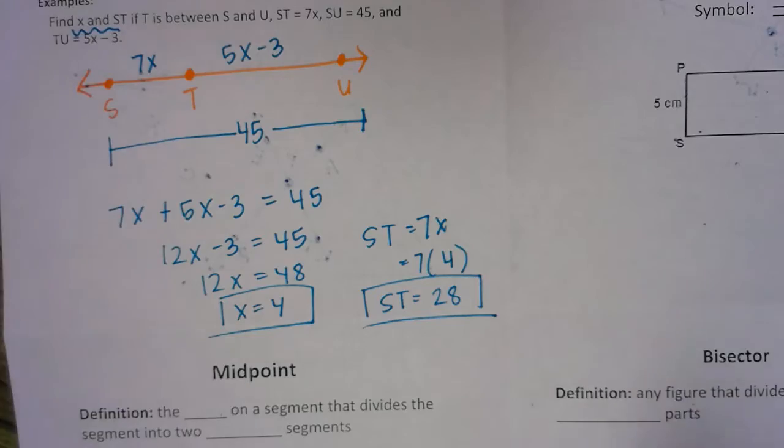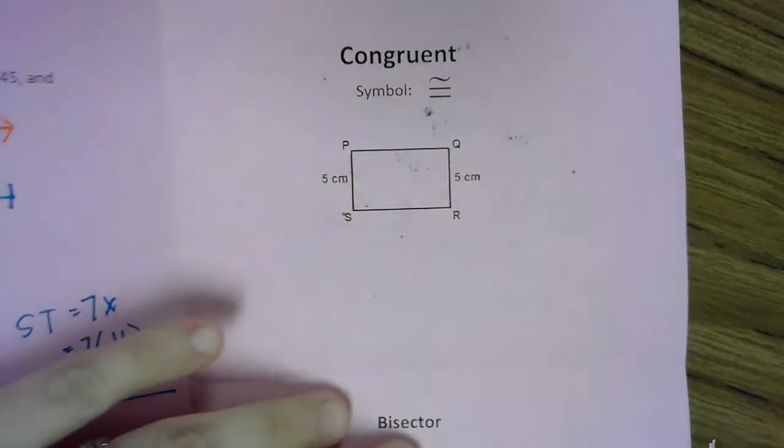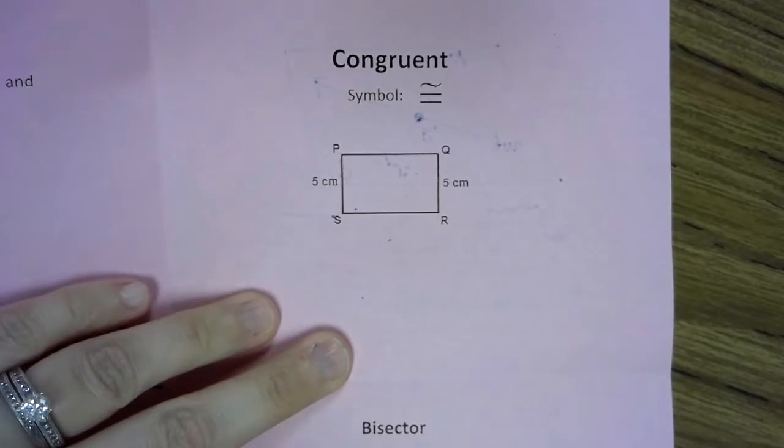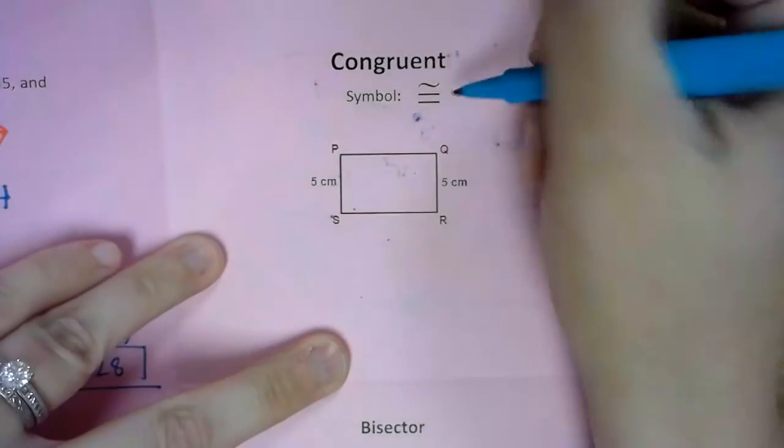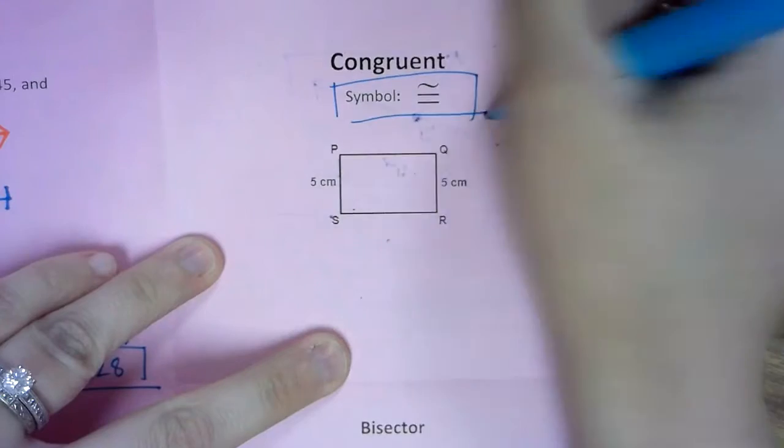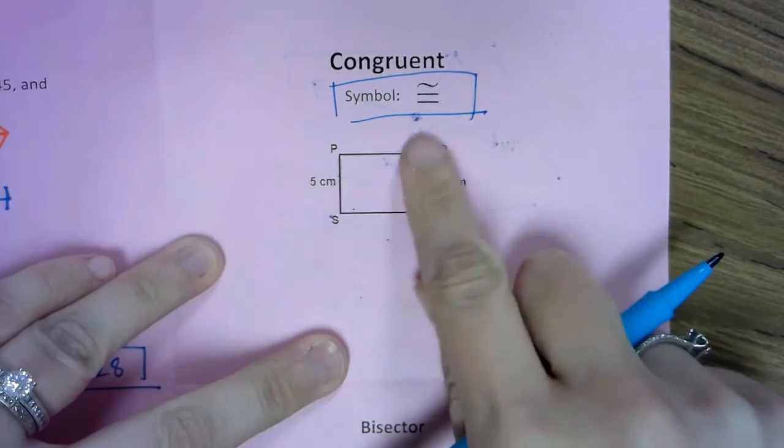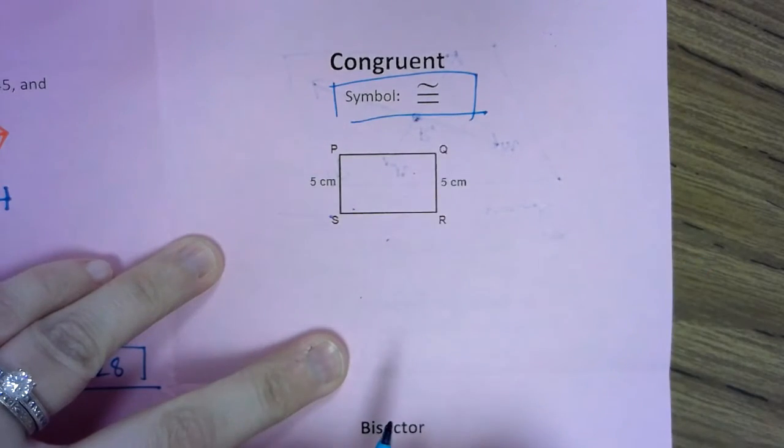All right, check this out. Congruent. I bet you've heard this word before. If something is congruent, it means they're equal. They are the same. This is the symbol for congruent. Super important. I'm never going to write out the word congruent. You're going to see me use this symbol a whole lot, though.